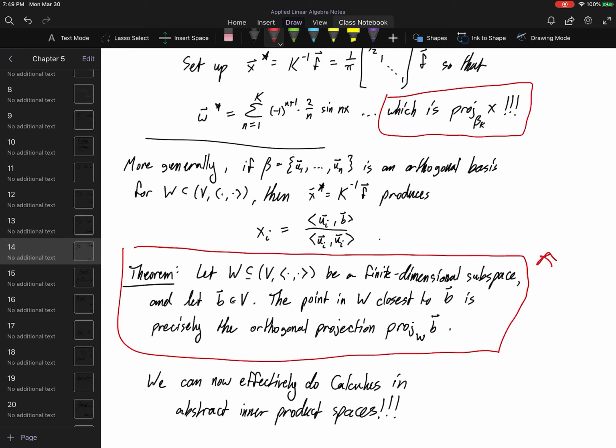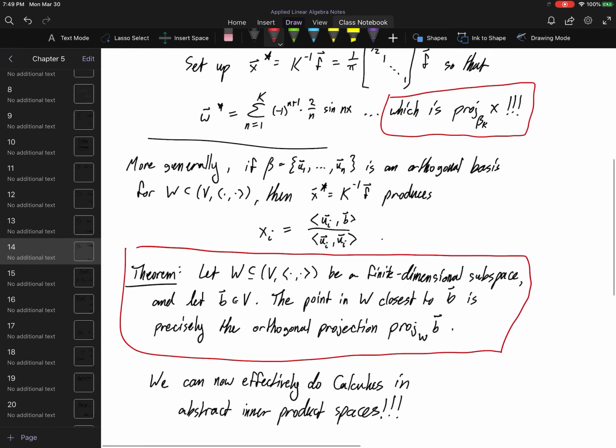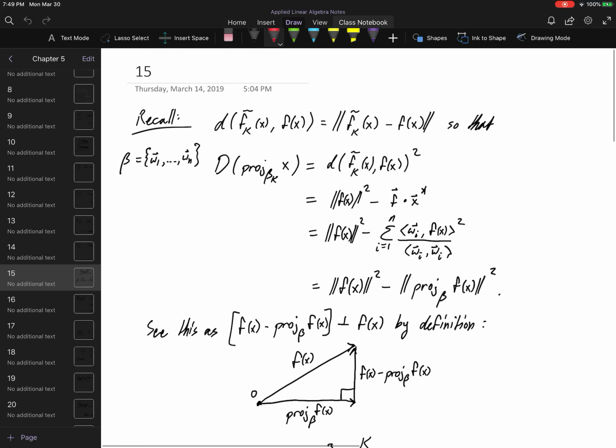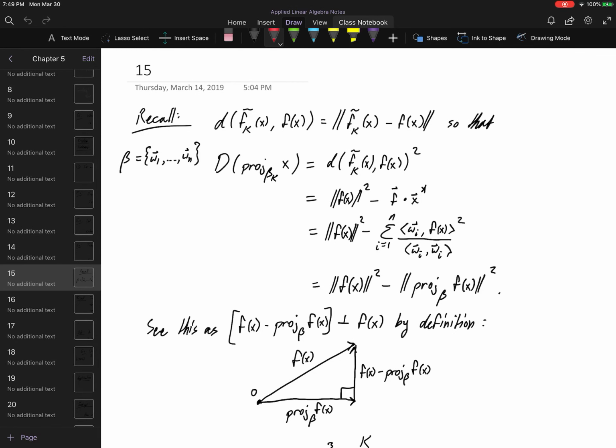Kind of nifty, now that we can effectively do calculus in an abstract inner product space without actually doing calculus. Right? We are substituting the derivative computations, looking for critical points via the derivative, for using orthogonality to produce objects of minimal size. So this is how we skirt around doing multivariable calculus by using linear algebra. Kind of nifty, huh?